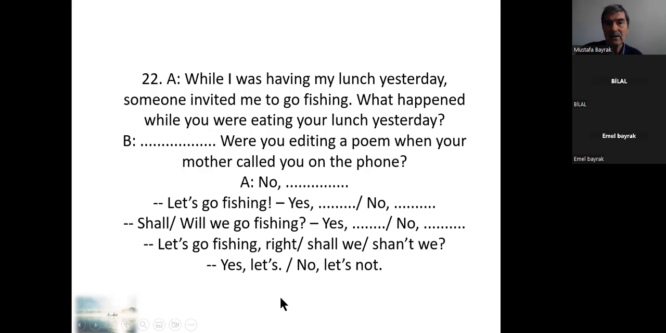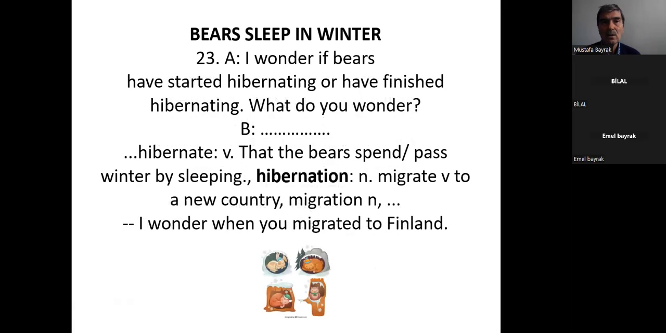Okay. Shall we go fishing? Yes. Or will we go fishing? Yes, let's. Or no, let's not again. Let's go fishing, right? Or shall we? Shan't we? Yes, let's. No, let's not. Okay, they are really practical.